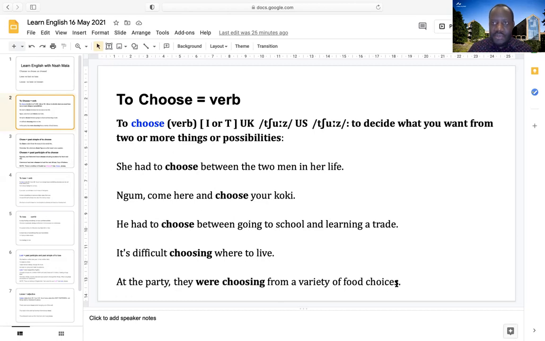I will go through some of these examples again, this time around highlighting certain things which are very important to note. So if you see, she had to choose between the two men in her life. Often you will find people putting chose here with one O without knowing that the chose with one O actually is a past simple tense of this verb to choose. Secondly, remember the verb in the infinitive form or in its base form is CHOOSE. Another thing, you see choosing here, this is the present participle.